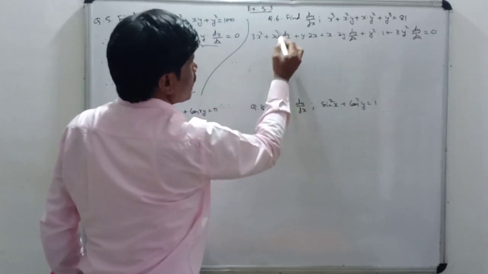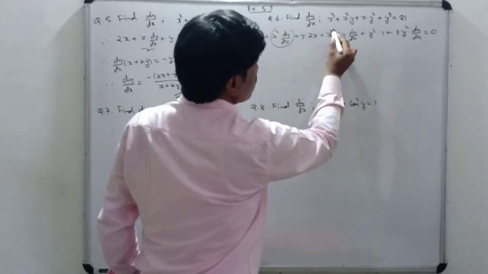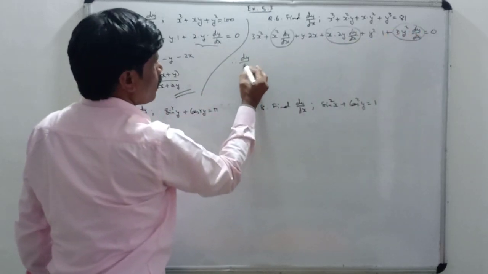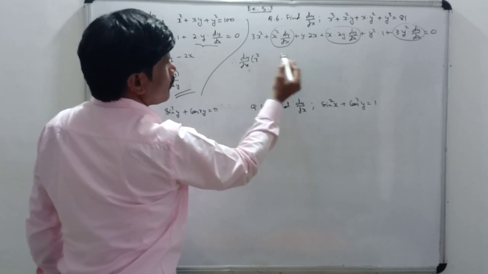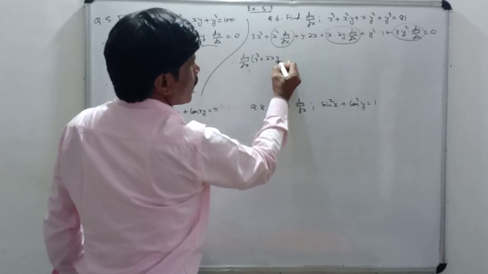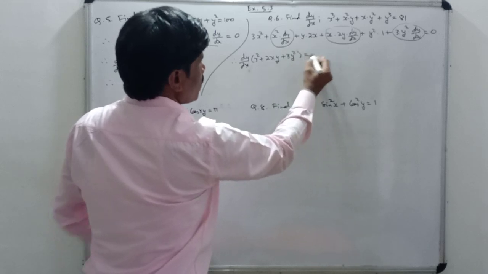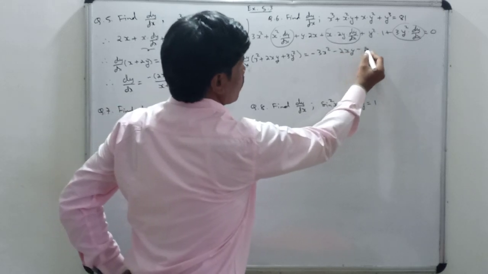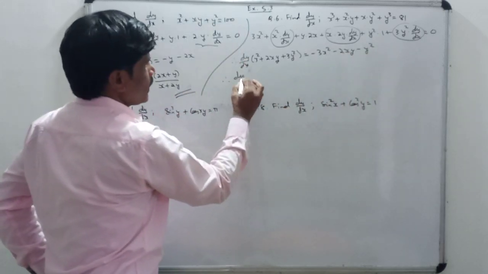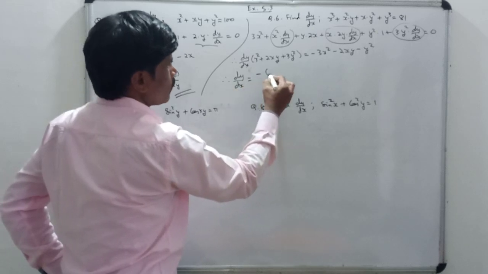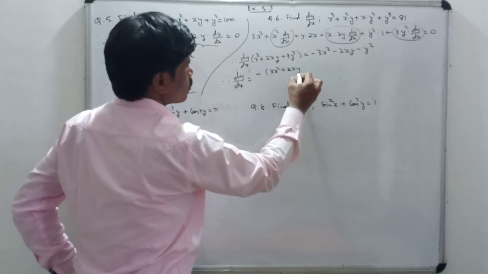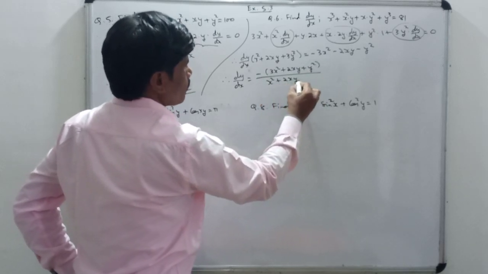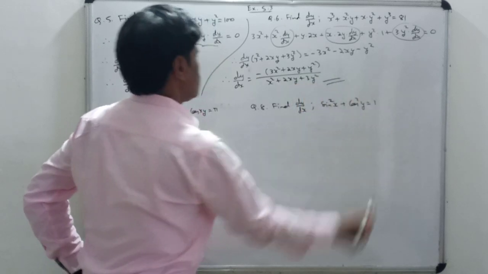So again collect dy by dx terms, first, second and third. Okay, so when we take dy by dx common, what are you getting? X square, and here 2xy, and there 3y square. Remaining terms you send to that side, so you will get minus 3x square minus 2xy minus y square. So finally dy by dx is equal to, you take minus common, you will get 3x square plus 2xy plus y square upon what? X square plus 2xy plus 3y square. So this is the dy by dx.